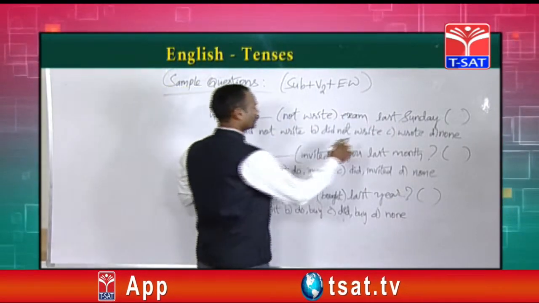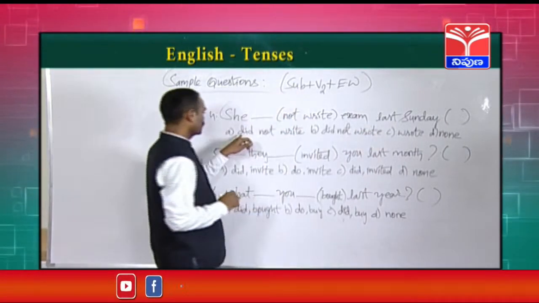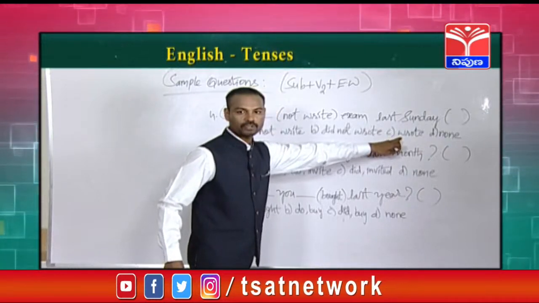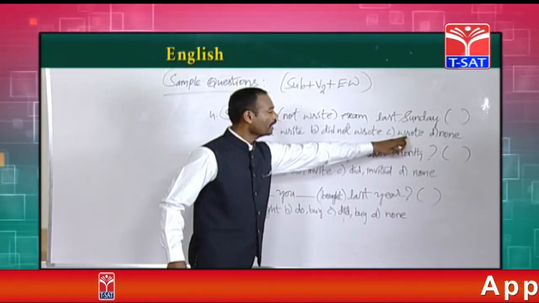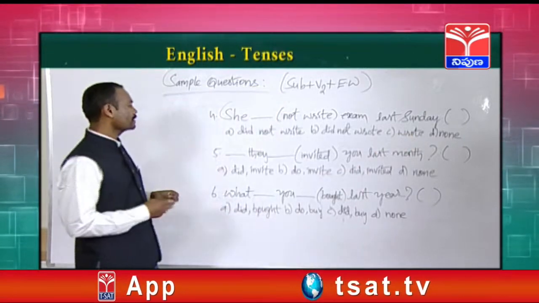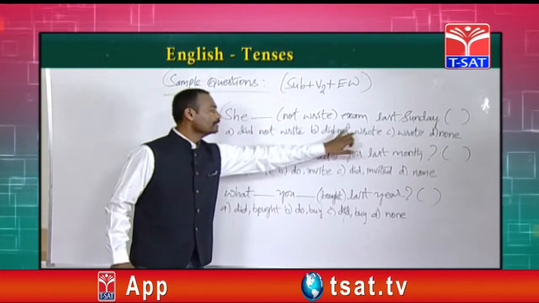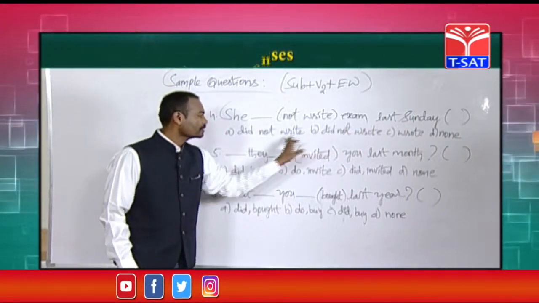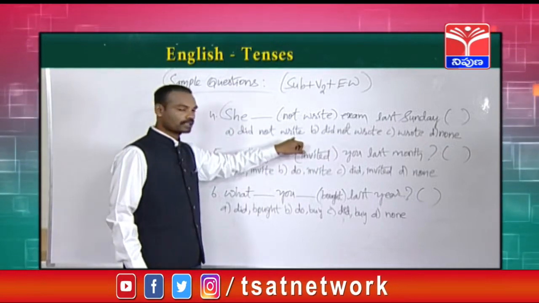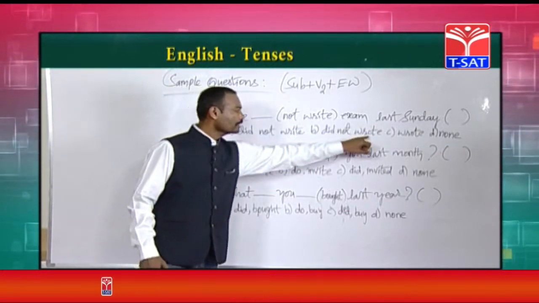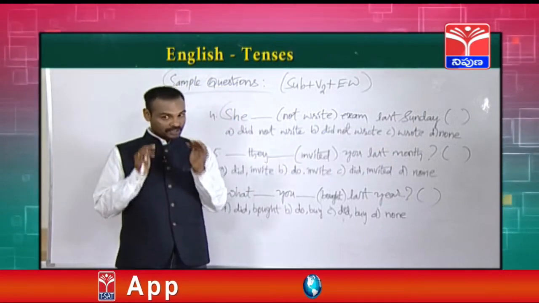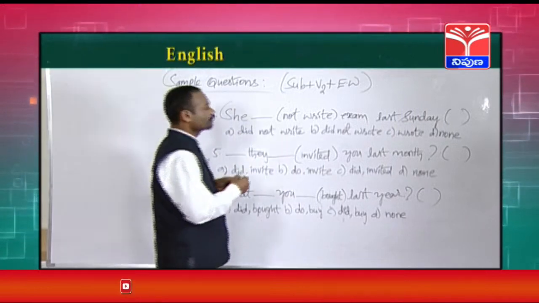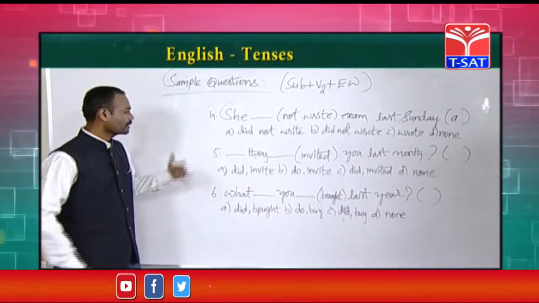Let's catch the answer. Did not write. Option A, did not write. Option B, did not wrote. Option C, just wrote. Option D, none. So where is the answer? Did not write or did not wrote? What I have told you, when we use did, should we use V1 or V2? What is the difference between here and here? Did not write: did is there, V1 is there. Did not wrote: did is there, V2 is there. So when we use did, we should use the first form of the verb. So the answer is did not write. Answer is A.